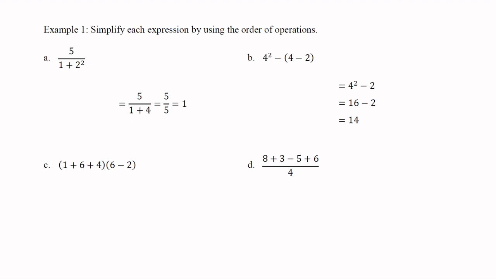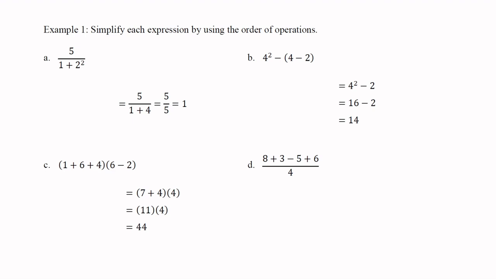In C, we have 2 expressions in parentheses, so we'll perform both of those first. Starting with the first parentheses, we've got 1 plus 6 gives us 7. So that gives us 7 plus 4 in the first parentheses. 6 minus 2 is in the second parentheses, so that's going to give us 4. Okay, now we've got to finish adding the first parentheses. 7 plus 4 is 11. And then finally, we can multiply 11 times 4, which is 44.